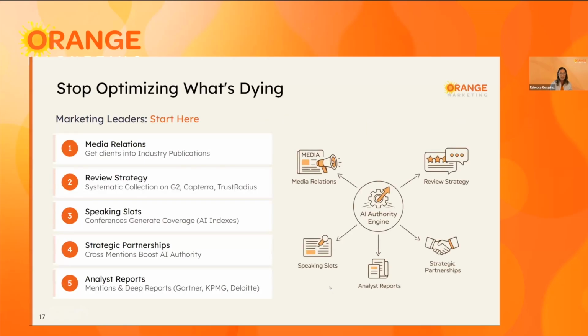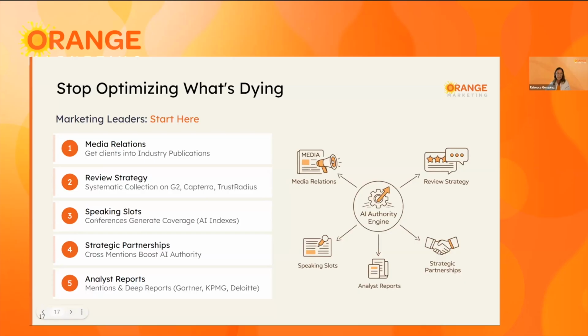So I'm going to move on here. Our main advice is for everyone to be realistic and do not cling to what's dying. Here are some things you can start with: go back to your media relations, get your clients and your company into industry publications. On your review strategy, if you don't have one, get on it. I will have to humble brag. Orange Marketing started a review strategy on day one. We have 153 five-star reviews, and I've never been so glad about anything in my life, but there's no time like the present. Get in speaking slots and conferences, they generate coverage.